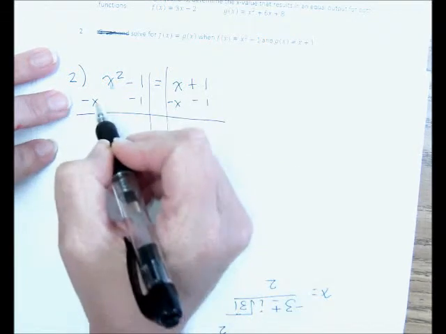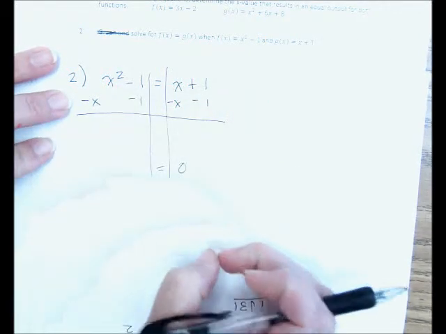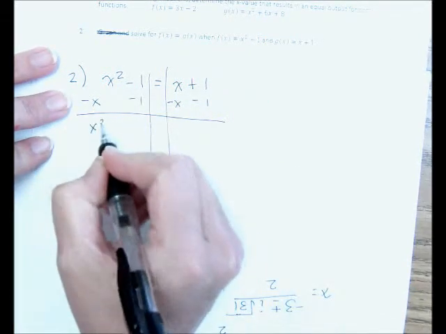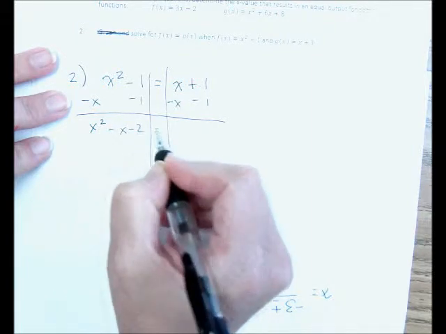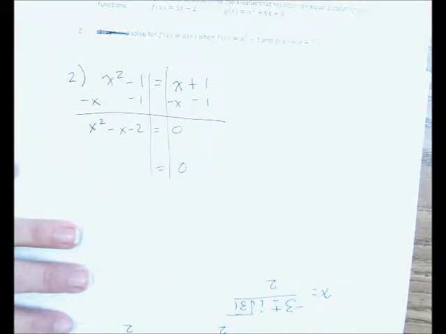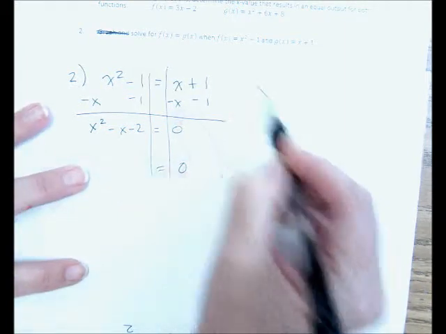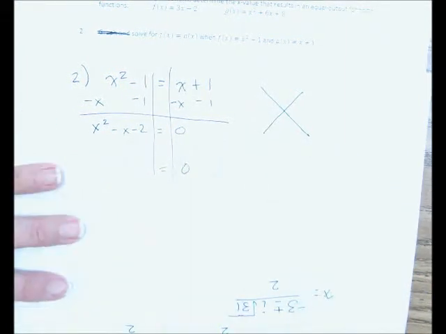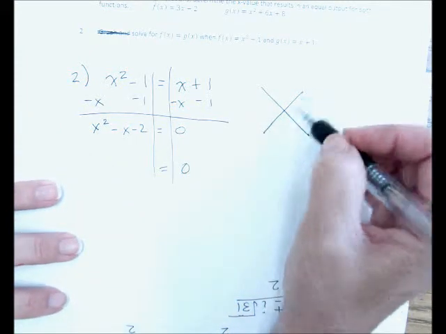And notice I didn't put it under the x squared because those are not like terms. And I have x squared minus x minus 2 is equal to 0. And now I have it in the form where I can use either the x factor or the quadratic formula. I know in class today, people did either or, and it's fine. You'll come up with the same answer.